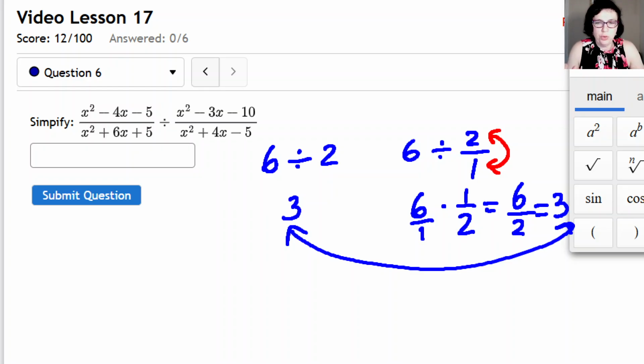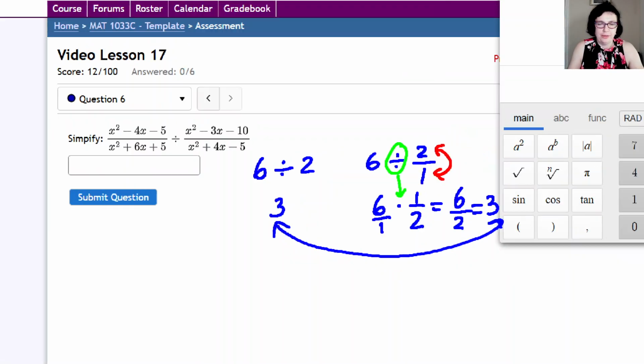Okay, so the conclusion is when you are dividing by a fraction, switch the division to multiplication. Okay, that's number one. And then in the second fraction, switch the top and the bottom. All right, if you can remember that, you'll be golden.